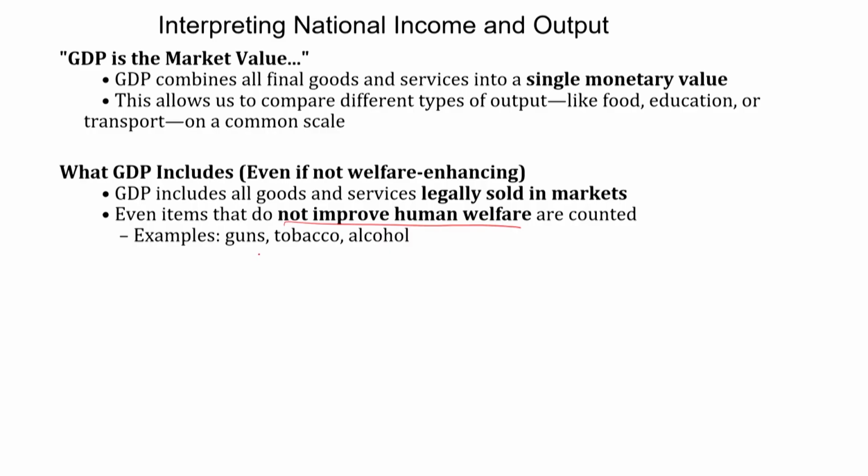For example, guns, tobacco, alcohol, these are not contributing much to human welfare, but if you are producing more guns and more tobacco, we see that the GDP is growing. That means the factory income is growing, expenditure is growing. However, we need to remember that some components of GDP may not directly improve human welfare, and may actually deteriorate human health or human welfare sometimes.